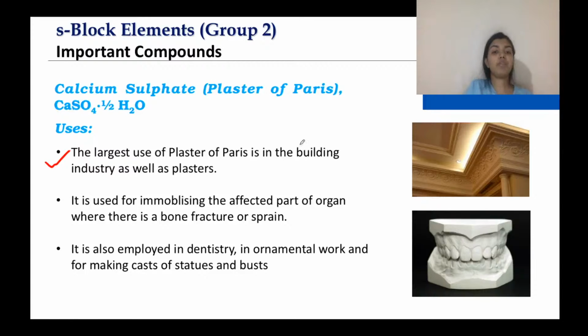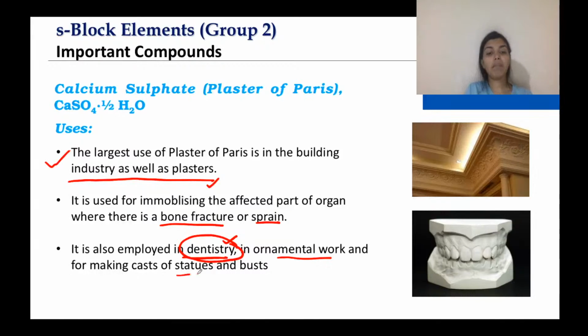Now the largest use of POP is in the building industry as well as plasters. Here you can see this is known as POP. Next, it is used in bone fracture or sprain area. It is also employed in dentistry, in ornamental work also, and in making statues or busts also. So the gods and goddesses that you must be having at your home, if you follow the Hindu religion, are also made up of POP. On POP they paint different colors. The main structure is made out of POP only.